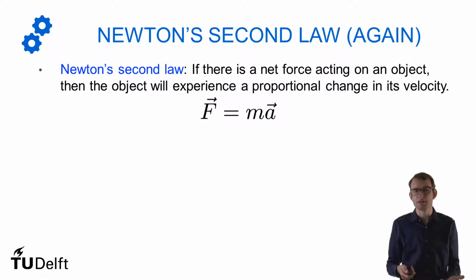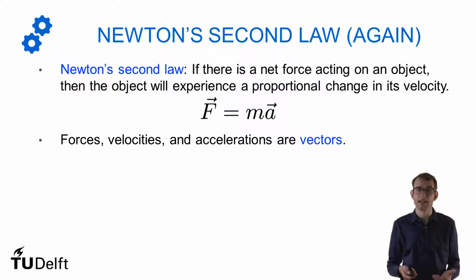So remember, Newton's second law told you that if there is a force acting on an object, it's going to cause a change in the velocity, known as the acceleration. Now we've treated this equation as if all these things were numbers. But really, force and acceleration and also velocity and position are vectors. And a change in a vector can happen in the same direction as the vector is pointing, but also in a direction that makes an angle with that vector.